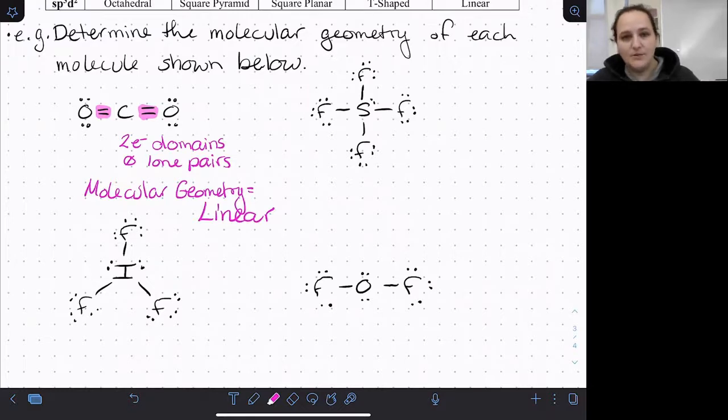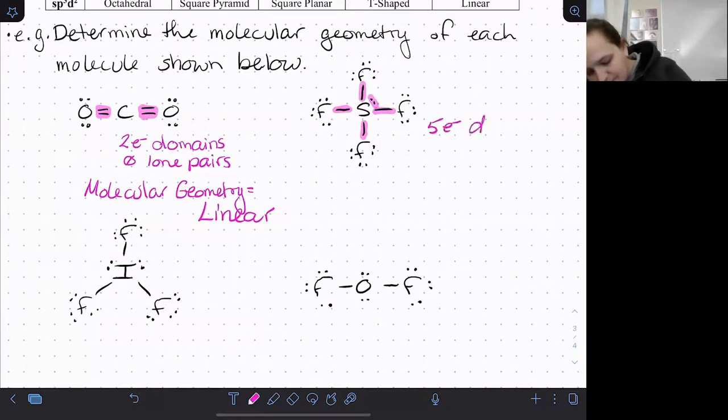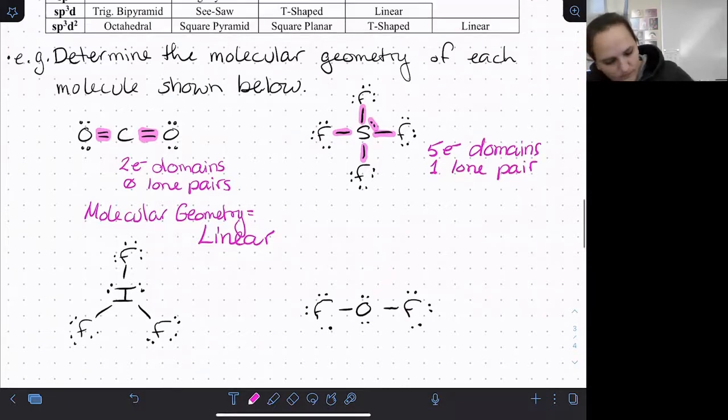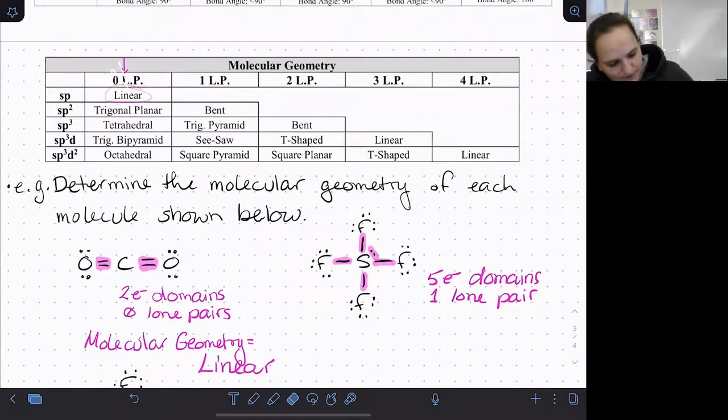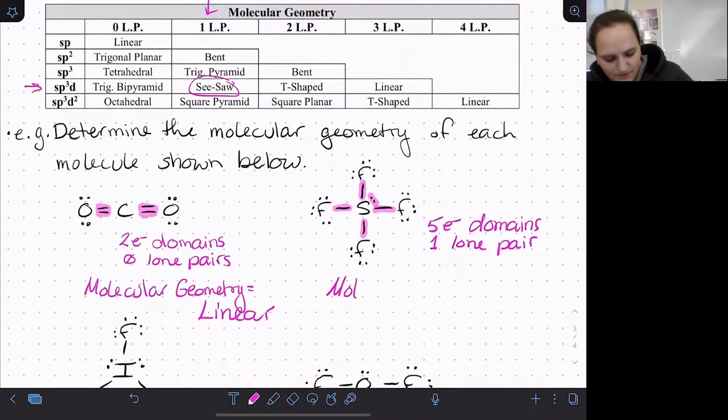So next up, we'll go to the top right. We have SF4. On our sulfur atom, we have 4 bonds plus 1 lone pair. So that is a total of 5 electron domains, one of which is a lone pair. So 5 electron domains is the sp3d hybridization. 1 lone pair puts us at the seesaw geometry. So our molecular geometry for this one is called seesaw.